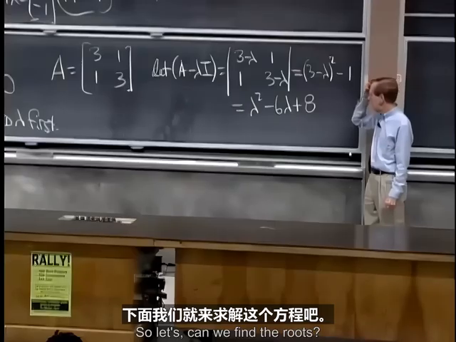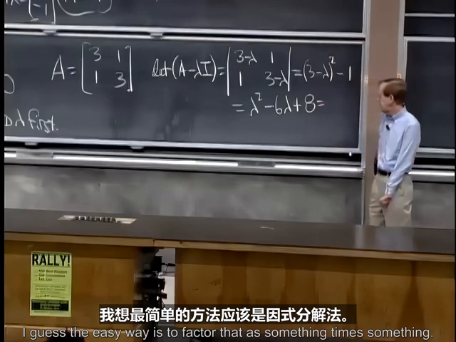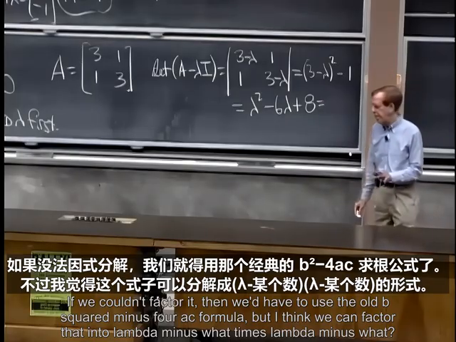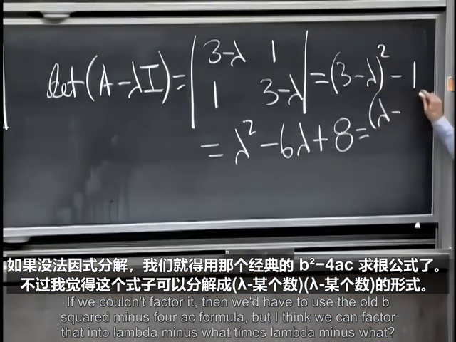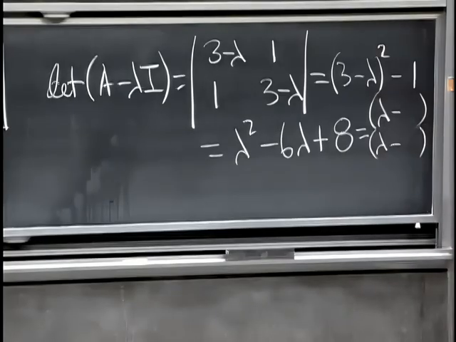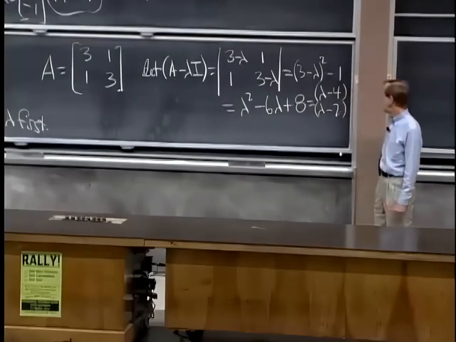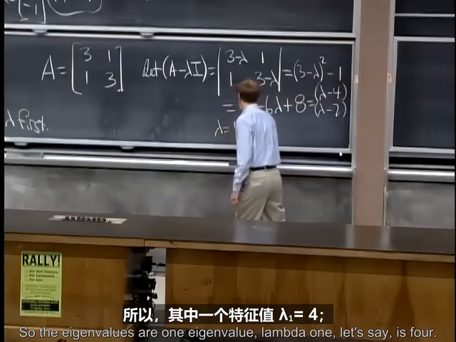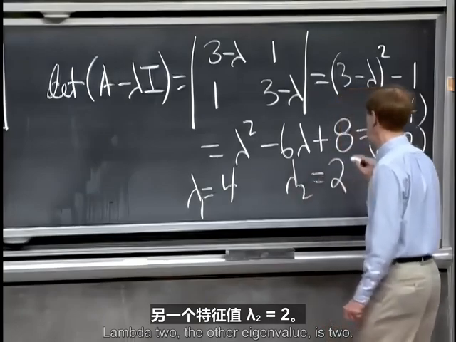Okay, so can we find the roots? I guess the easy way is to factor that as something times something. If we couldn't factor it, then we'd have to use the old b squared minus 4ac formula, but I think we can factor that into lambda minus what times lambda minus what? Can you do that factorization? 4 and 2? Lambda minus 4 times lambda minus 2. So the eigenvalues are 4 and 2. One eigenvalue, lambda 1, let's say, is 4. Lambda 2, the other eigenvalue, is 2.